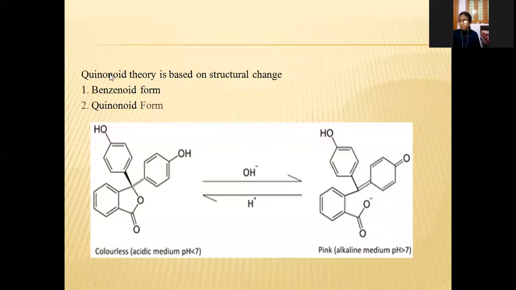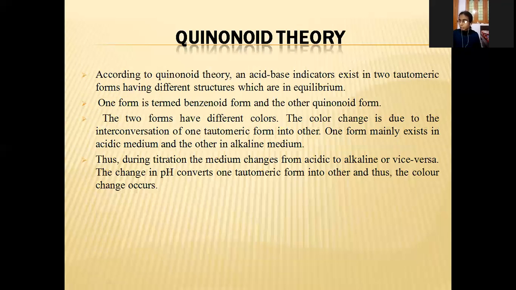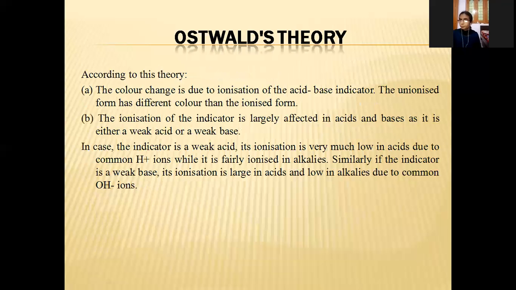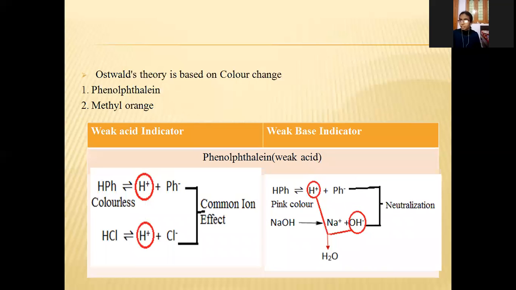So the quinonoid theory is mainly based upon the structural change. For example, take phenolphthalein. Phenolphthalein is an indicator, right? This is the structure of phenolphthalein. It is in the benzenoid form, and it is colorless in the acidic medium. I said in the Ostwald theory that when phenolphthalein is dissolved in acid, it does not give any color.